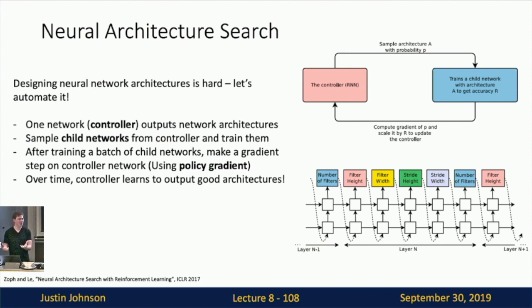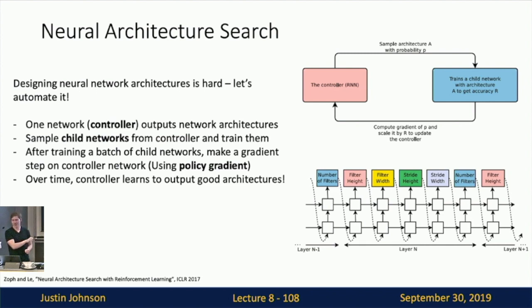We don't have time to go through the full details of this idea in this lecture, but the basic idea is that we'll have one neural network called a controller, and this controller will output the architecture for another neural network. The training process is that we'll sample a bunch of architectures from the controller, train all of those architectures on our data set, and then after we train all of those child networks, we'll see how well they did and use that to compute a gradient for the controller network. The exact mechanism of computing that gradient is a policy gradient approach that we'll talk about a little bit later. But what that means is that after training a batch of child networks, we can make a single gradient step on the controller.